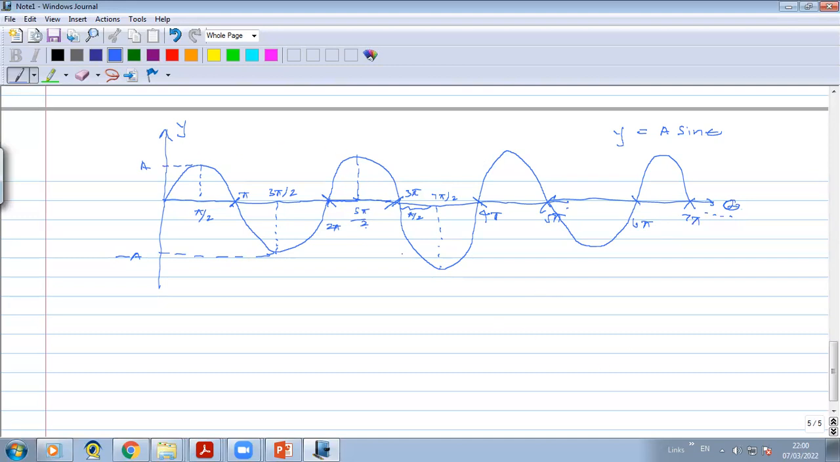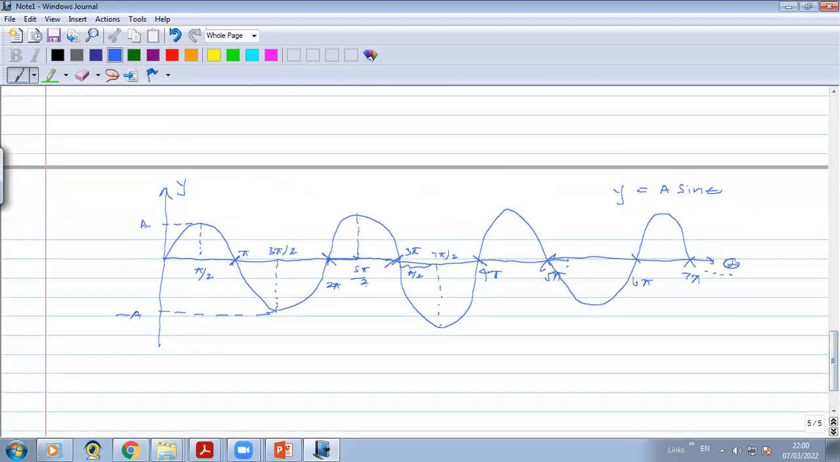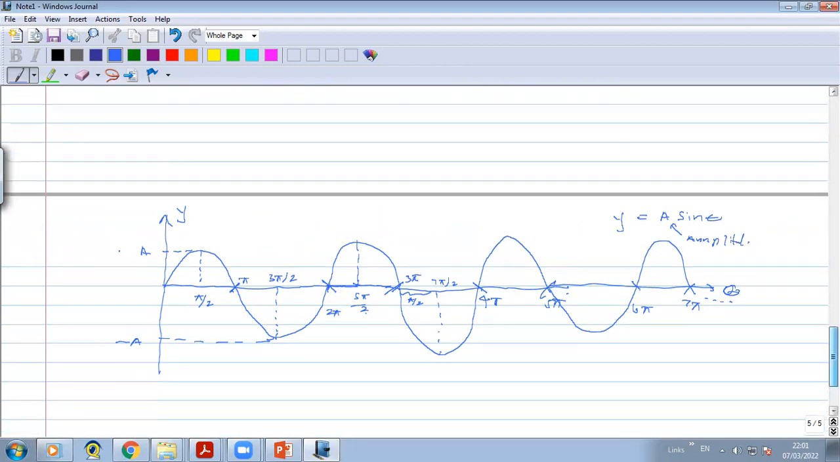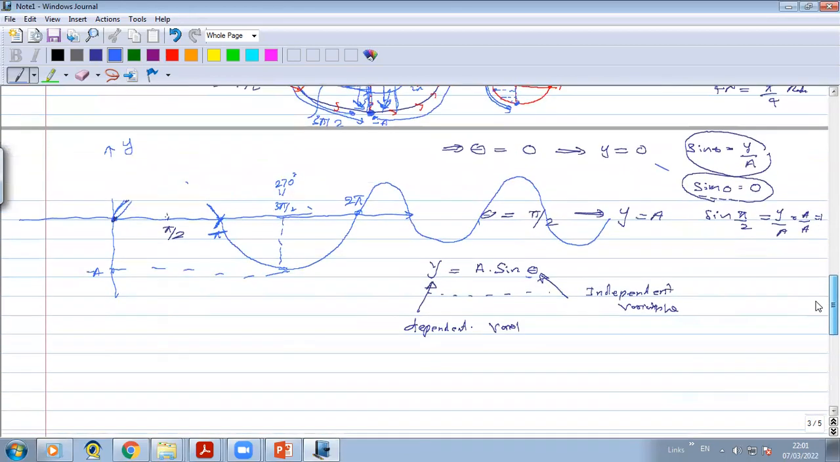Let's see what this A is. This A we call the amplitude. If the amplitude is high, you can see that this circle will be large, because the amplitude means the radius of the circle. So it will be large. That is one parameter.